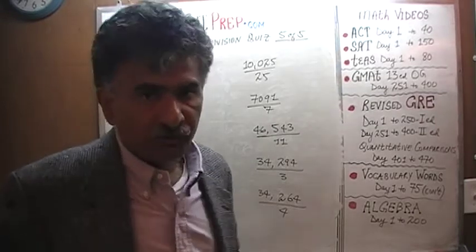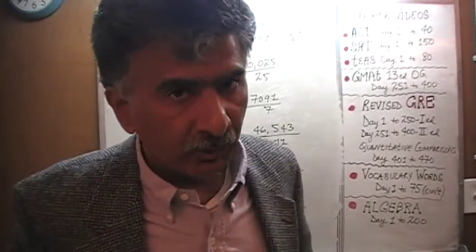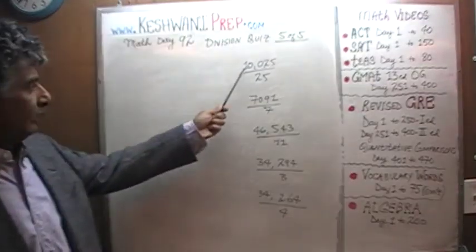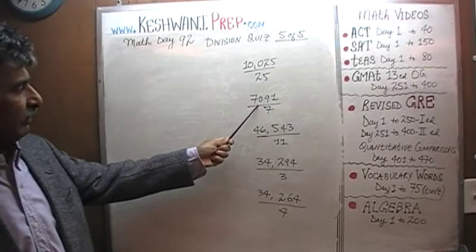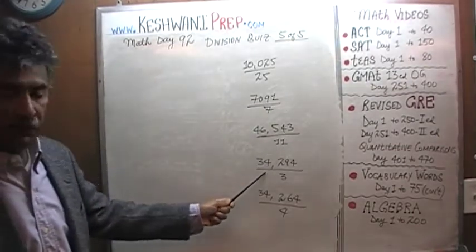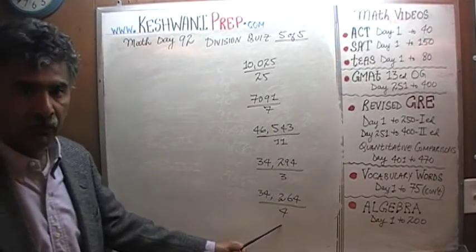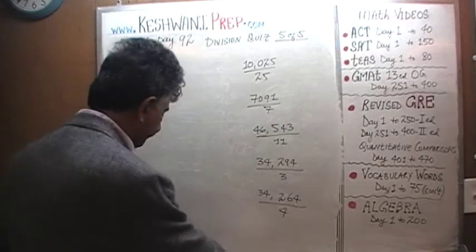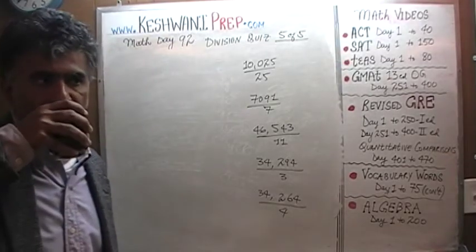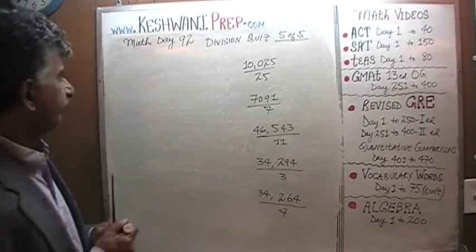What I want you to do is pause the video and do these problems yourself. There are going to be 10 of them. Five of them are already on the blackboard. Pause the video, do them yourself. Here's the first one: 10,025 divided by 25, 7,091 divided by 7, 46,543 divided by 11, 34,294 divided by 3, and finally 34,264 divided by 4. I'll give you 5 seconds to pause and unpause the video. Okay, let's get going.